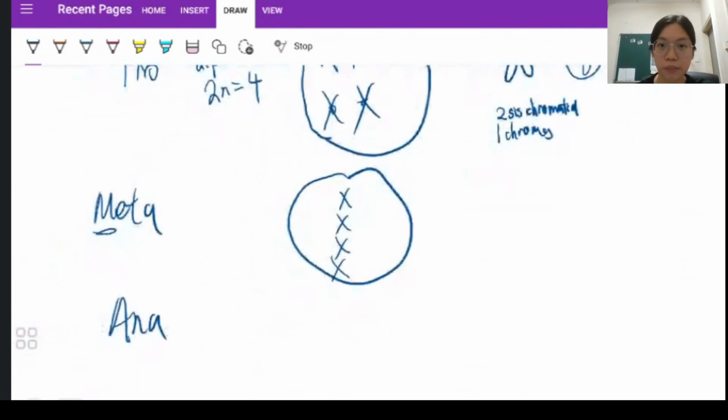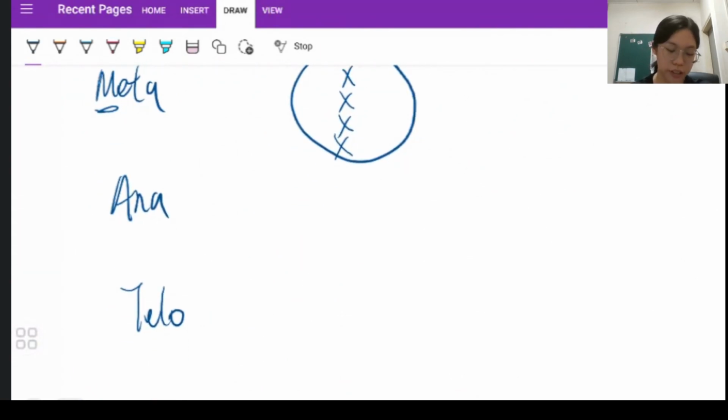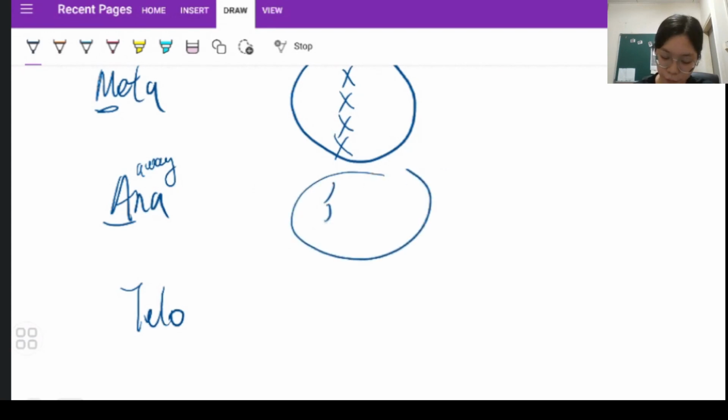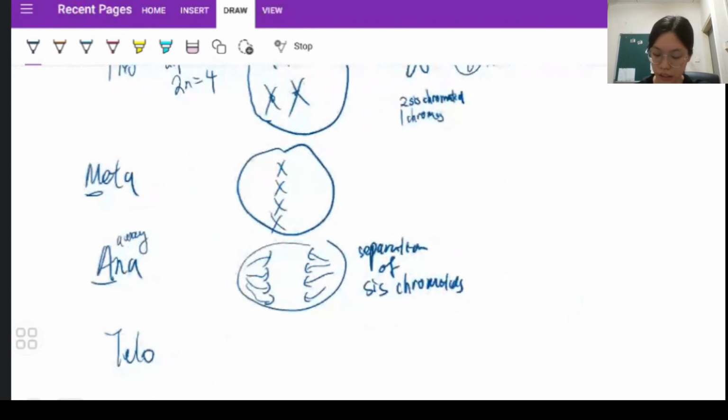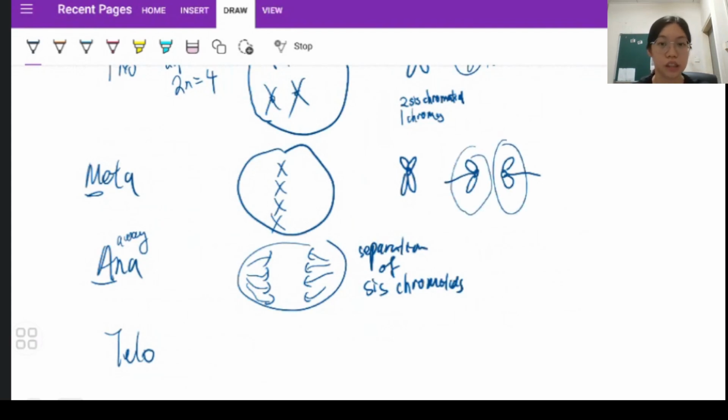Now let's continue. In the metaphase, still 4 chromosomes. Now we are entering the anaphase where they are going to be separated. Once they are separated, 1, 2, 3, 4. So anaphase is where the separation of sister chromatids occurs. Why is it separation of sister chromatids? Initially, it looks like one chromosome consists of two sister chromatids. Now they are being separated in this way. That's the reason why it is called separation of sister chromatids.